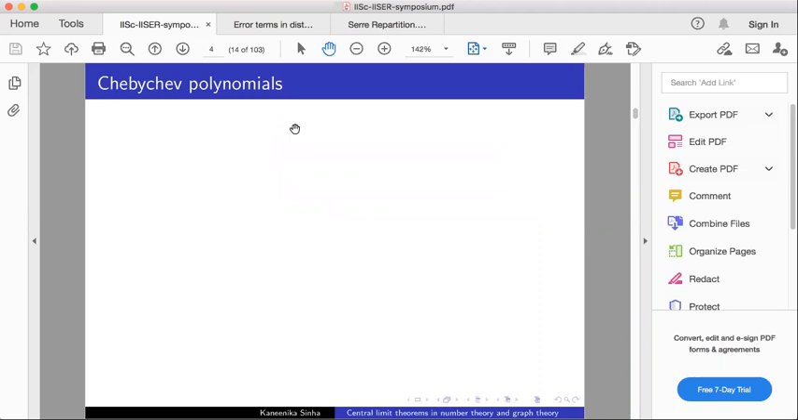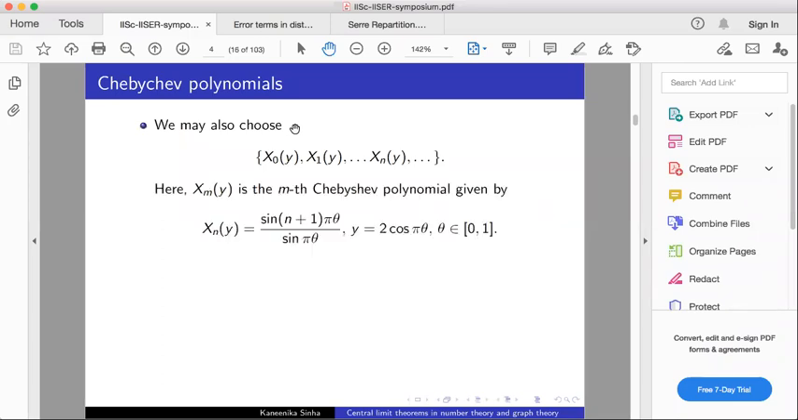Okay, so in particular, P sub n, you can choose them to be Chebyshev polynomials. So what are the Chebyshev polynomials? These are expressed as follows. Let y be equal to 2 cosine pi theta, so that y lies in the interval -2 to 2. The nth degree Chebyshev polynomial, X sub n, there's a typo here, I meant to say n, is the expression sine of n plus 1 pi theta over sine pi theta, expressed in terms of 2 cosine pi theta.